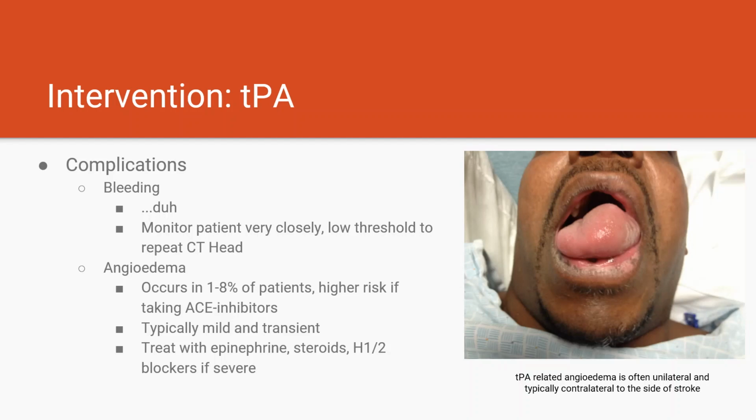Another interesting side effect of TPA is bradykinin-related angioedema, which we actually see in up to 8% of patients. So TPA affects a similar pathway to that ACE inhibitors affect, and so it causes angioedema in a similar fashion. And people who are actually taking ACE inhibitors already are at even higher risk of developing this. Luckily, the phenomenon is fairly mild and usually transient, but I have seen patients who ended up being intubated for it. As always with angioedema, you treat these patients with epinephrine, steroids, and histamine blockers if it becomes severe enough. Interestingly enough, TPA-related angioedema is often unilateral and is typically contralateral to the side of the stroke. I honestly don't know the pathophys behind this, but it's pretty neat.